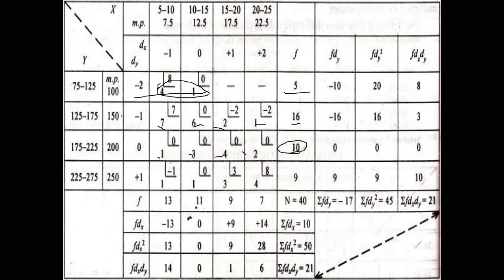I hope it is clear. Similarly, horizontally we are doing the summation: 1, 1, 3 and 4. The value will be 9 here for the frequency of y variable.